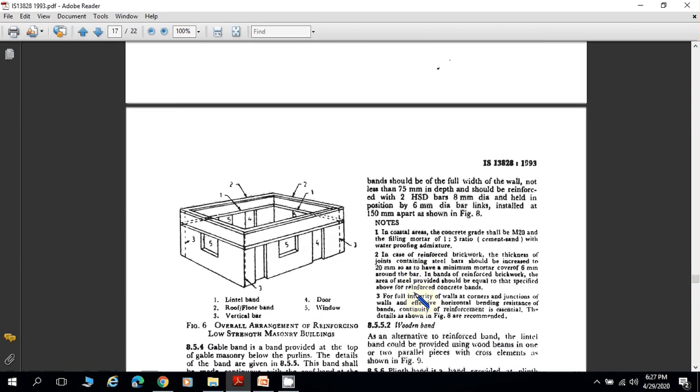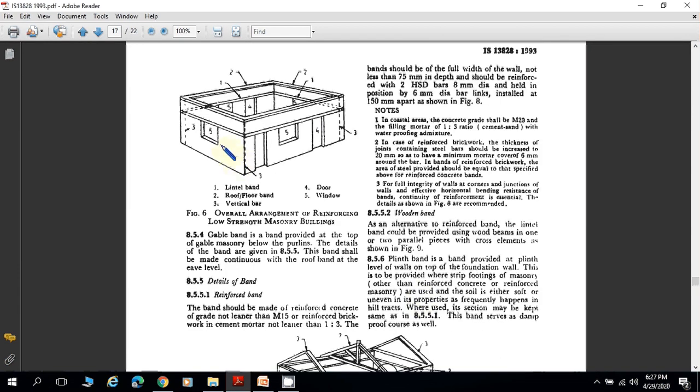Roof bands are provided, which can be seen in this picture. These are the lintel bands shown here, and these are the roof bands. 1 is showing a lintel band, 2 is showing a roof band, 3 is showing a vertical reinforcing bar, 4 is showing the doors, and 5 is showing the window. So this is the overall arrangement of reinforcing a low strength masonry building.